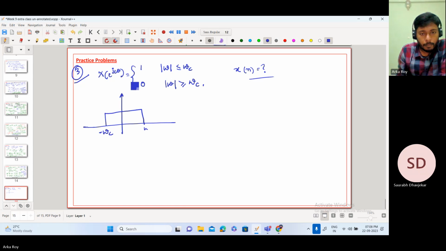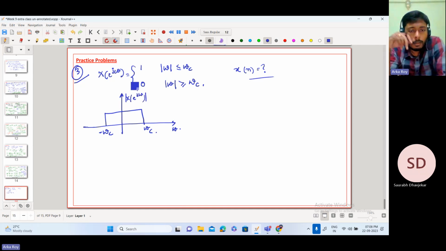minus ωc, this is ωc, this is in terms of digital frequency, and practically this is the magnitude of X(e^jω). But if I don't take the strict sense, we can just write X(e^jω). Ideally, you should take a mod because a complex number contains both real and imaginary parts, and to get the magnitude spectrum, you have to take the mod. Otherwise, you can just use X(e^jω) also.